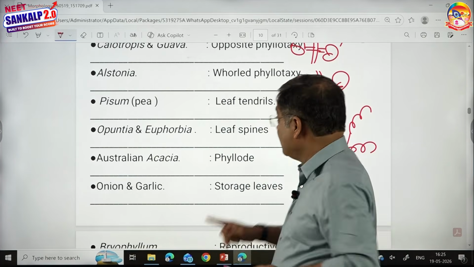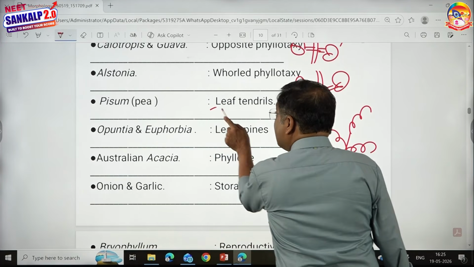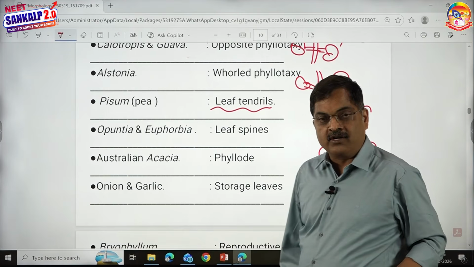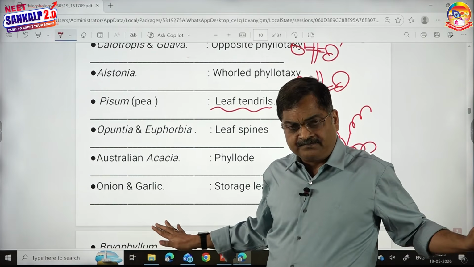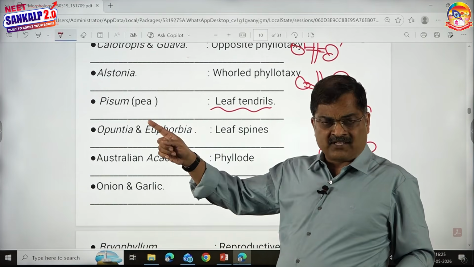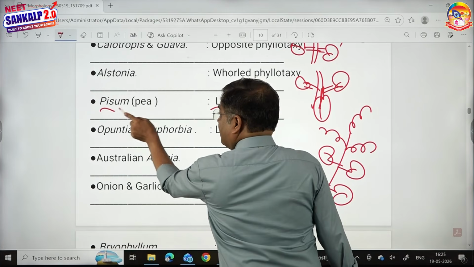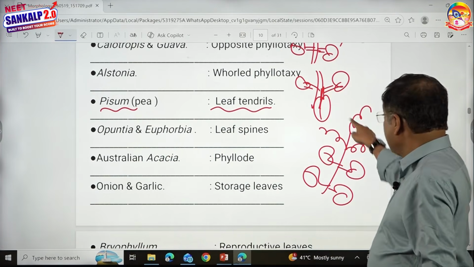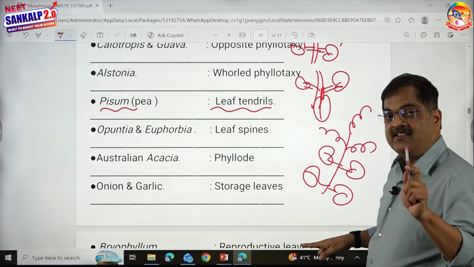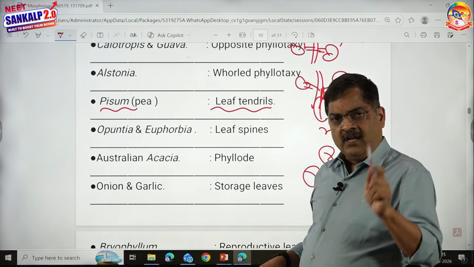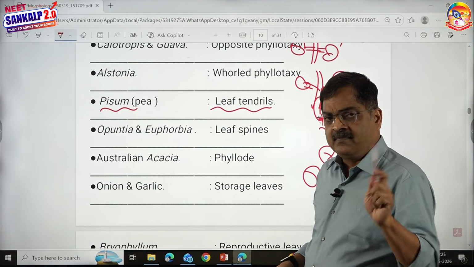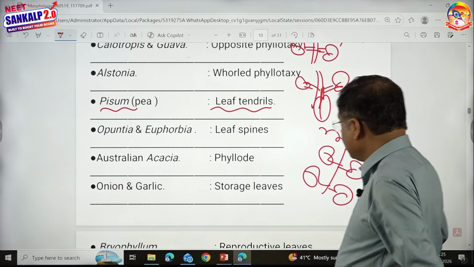Why I'm saying so? If you don't see this, leaf tendrils and stem tendrils, surely you're going to make a mistake. Vitis and gourds are examples for stem tendrils, and Pisum is an example for leaf tendril. Such kinds of mistakes, one or two you did in the third May exam. Now you're not going to do it, right?